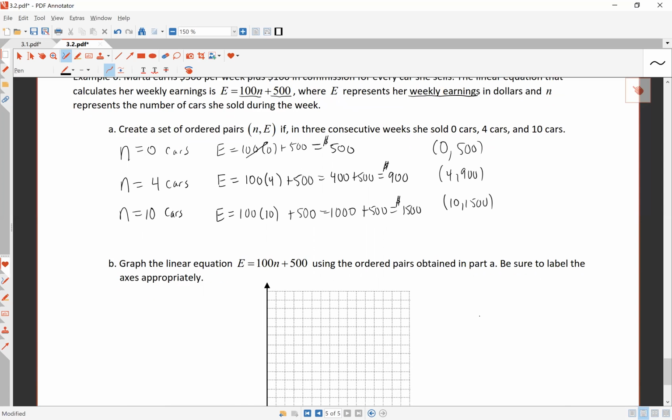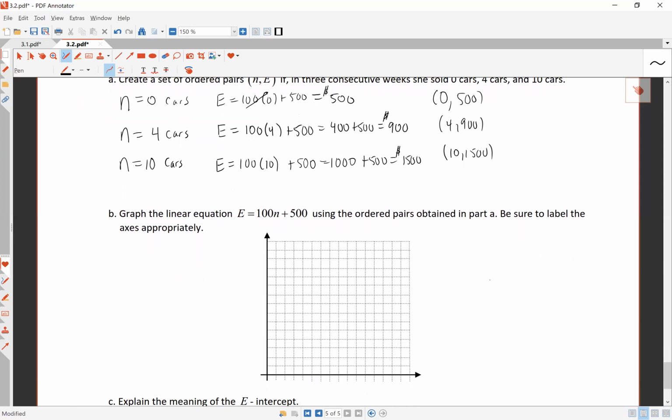So we like to graph this to see it rise. The horizontal axis is your n, which is the number of cars sold. The vertical axis is the weekly earnings. Notice how we only have quadrant 1. It only makes sense to have the cars be greater than or equal to 0, and it only makes sense to have positive weekly earnings.